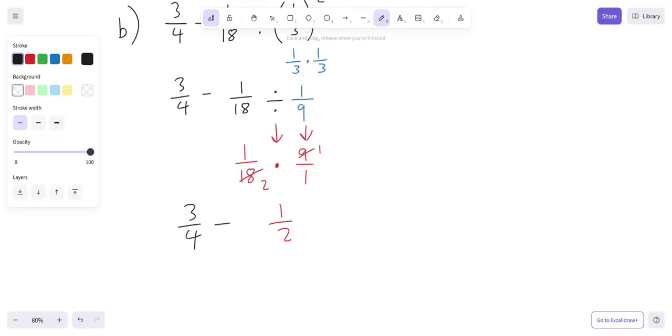with the 3/4 minus in the front. Lastly, for subtracting, I need common denominators. So my common denominator is going to be 4. 3/4 stays 3/4. 1/2, I'm multiplying everything by 2 to get 2/4. 3/4 minus 2/4 is 1/4.